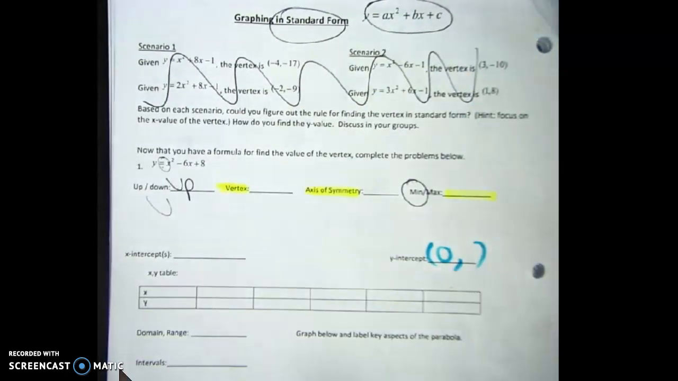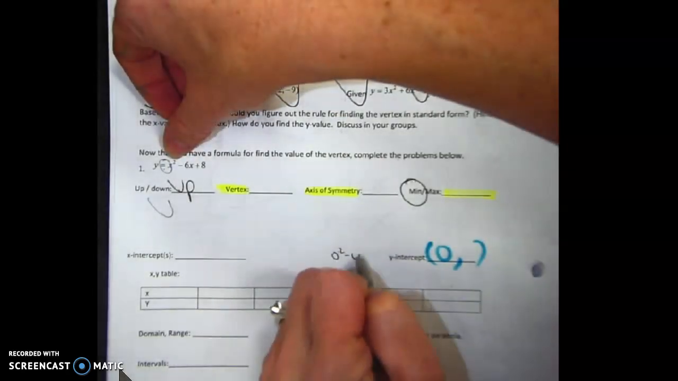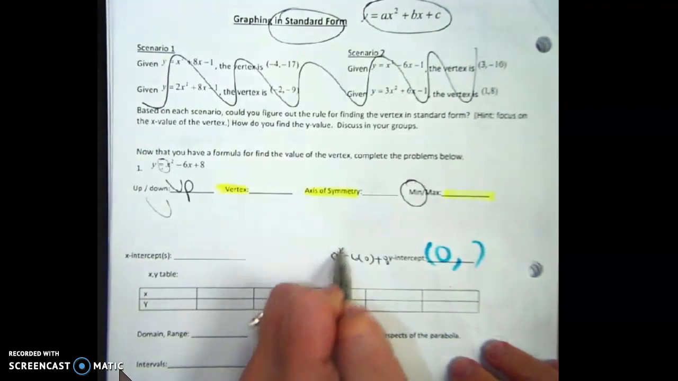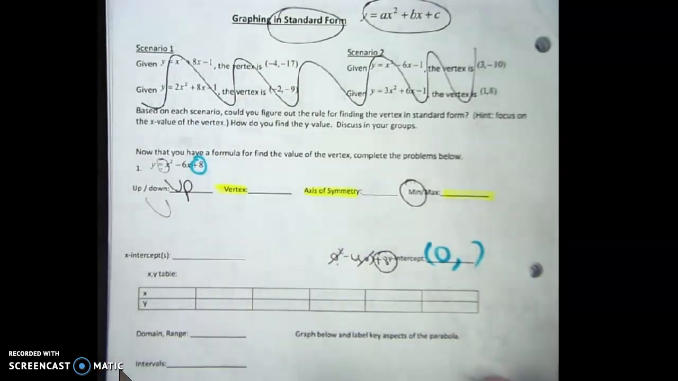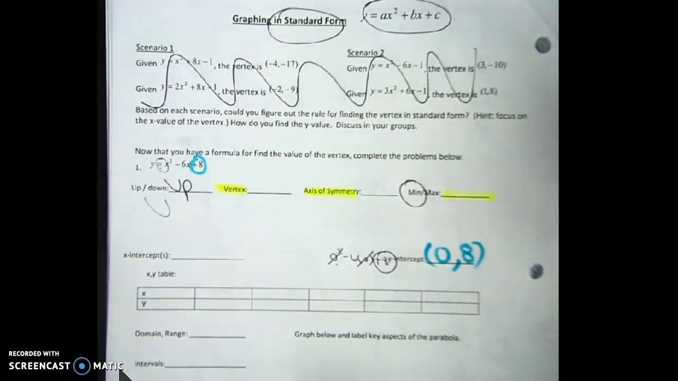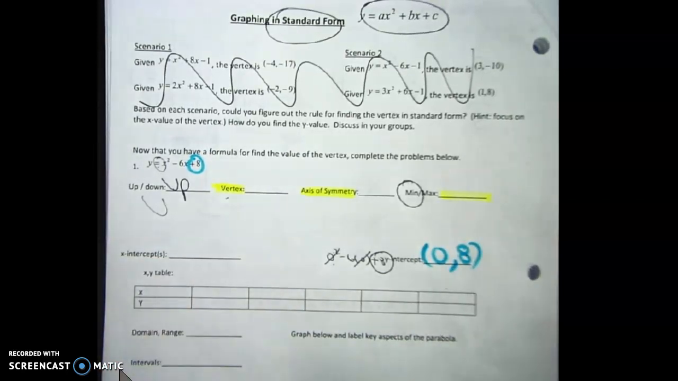I can find the y-intercept really quickly because if I went 0 squared minus 6 times 0 plus 8, what's anything times 0? 0. So really, my y-intercept is just my last value. So I can get the y-intercept just like that. But remember, who has the power? The vertex has the power. So once I get the vertex, the rest of life is easier. So I need to find the vertex.